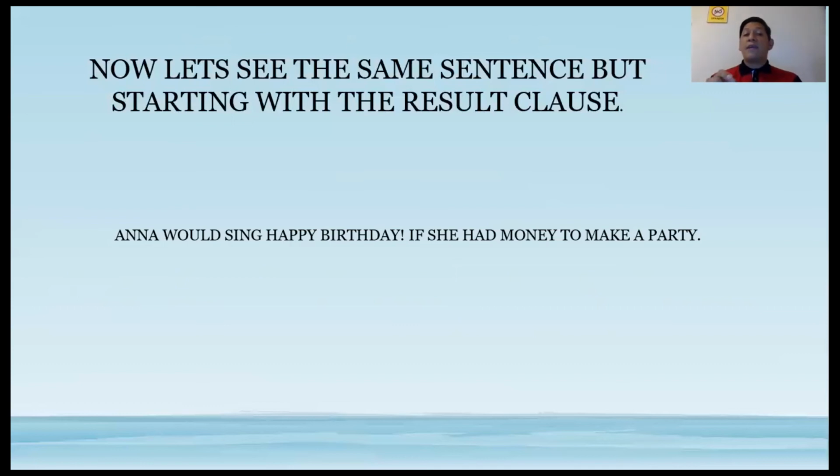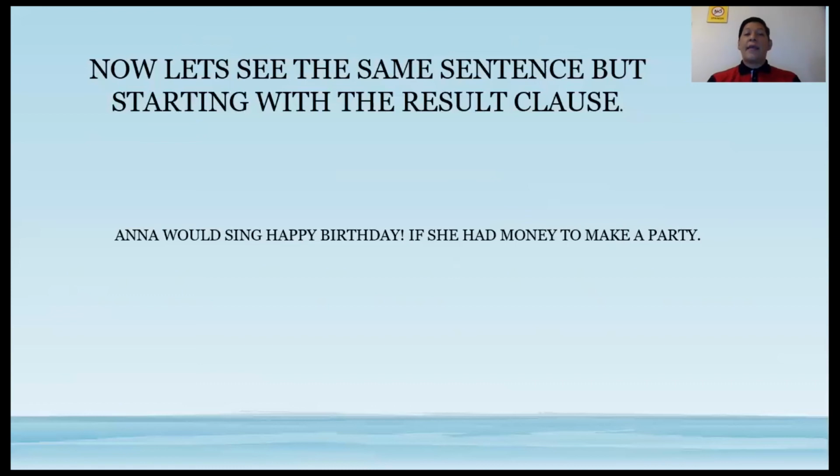Then we have "if she had money to make a party": she is the subject, and had is the verb. In there you have the second sentence. So when you have a sentence in the beginning and another sentence in the end, you have two sentences, and therefore they are called clauses. We have the if clause and we have the result clause. In this specific moment, we're talking first about the result.